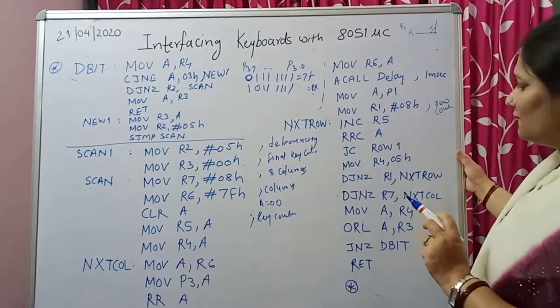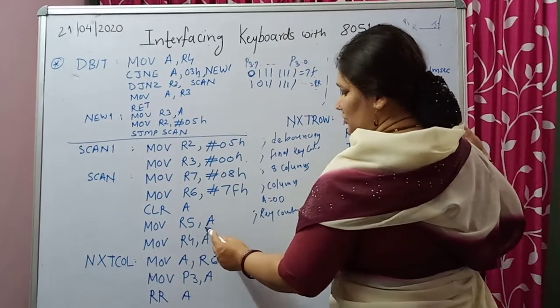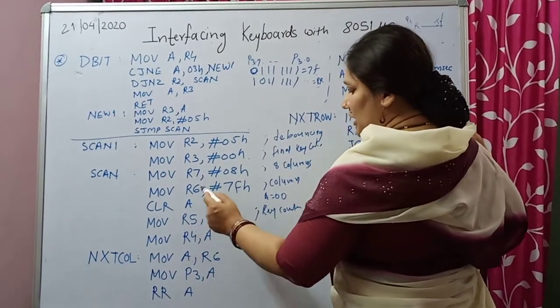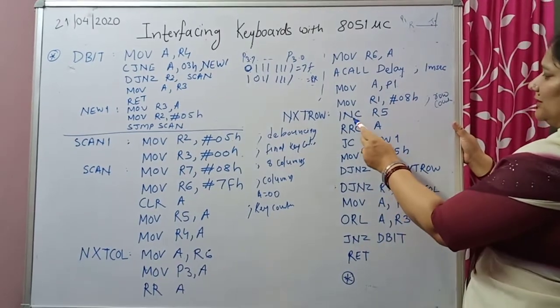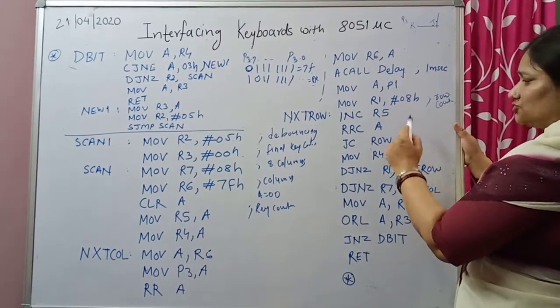What is R5 by 1? R5 is the key counter. So initially it was 0. Now you are incrementing that by 1. That means the key counter is incremented by 1. That is for the next row.